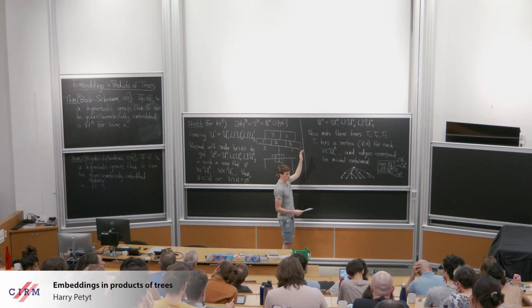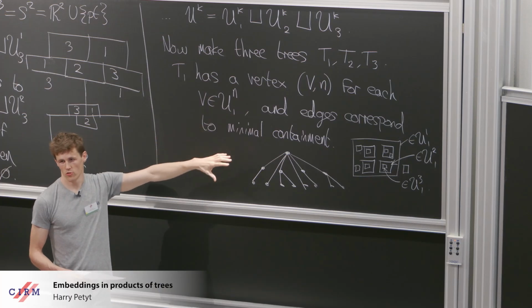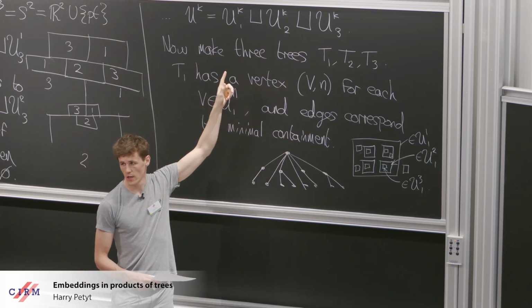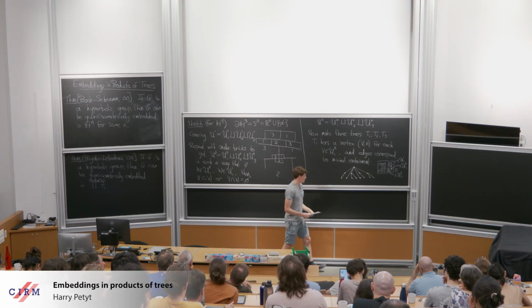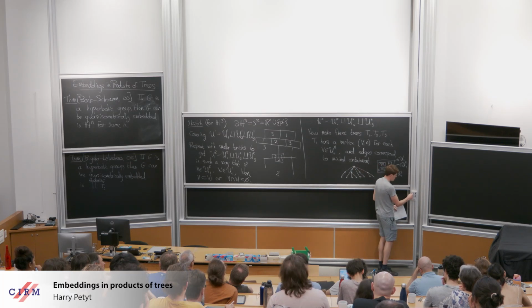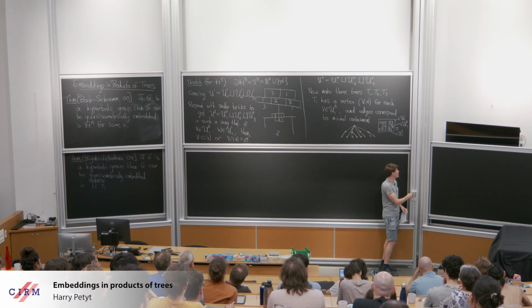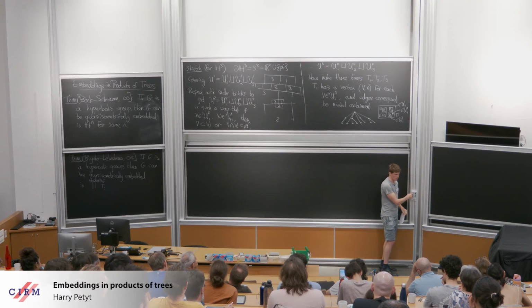So you get this sequence of covers. From the sequence of covers, you build a tree. So doing this for each of the 3 colors, we get 3 trees. And so now I just need to say how you map hyperbolic 3 space to this product of 3 trees.